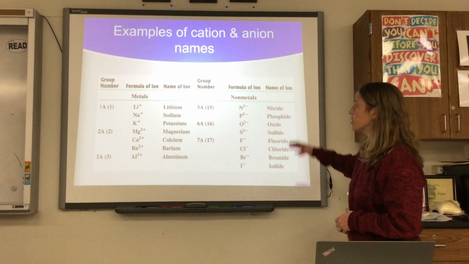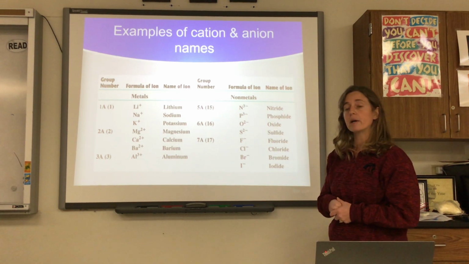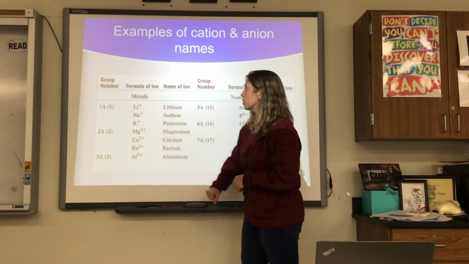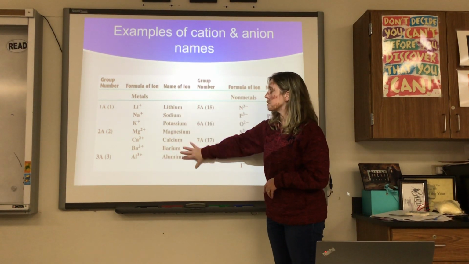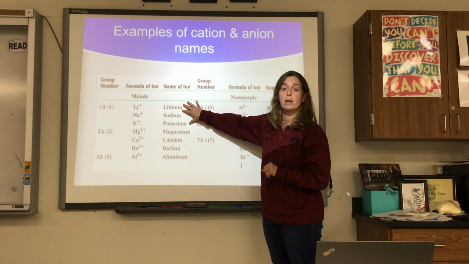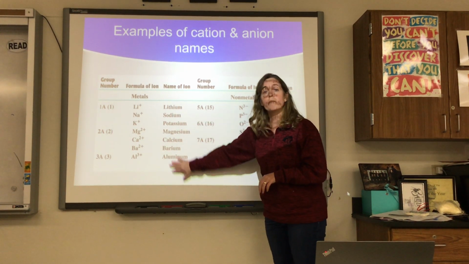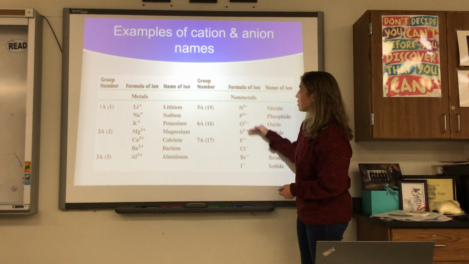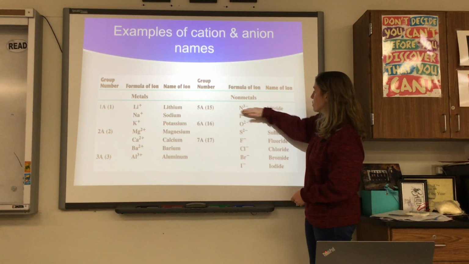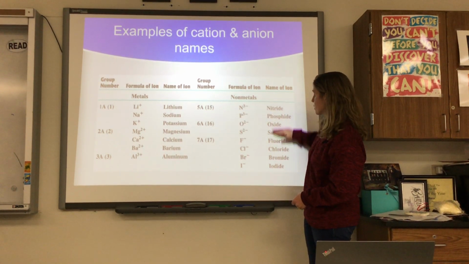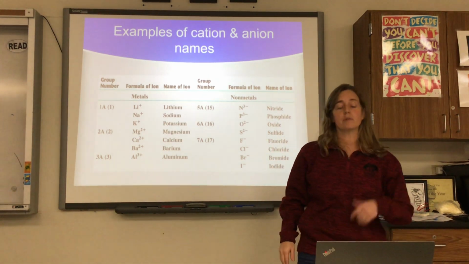Now, here's just a list of some of the group 1A, 2A, and 3A elements. So here you have your metals that are positively charged. You have lithium, sodium. Now, notice their names don't change. It's just the anions that change their name. So even in ionic form, your metals will keep their original name, okay? Then you have your nonmetals here, okay? Nitrogen becomes nitride, phosphorus becomes phosphide, and so on, as you can see, some of those general names for the elements, okay?